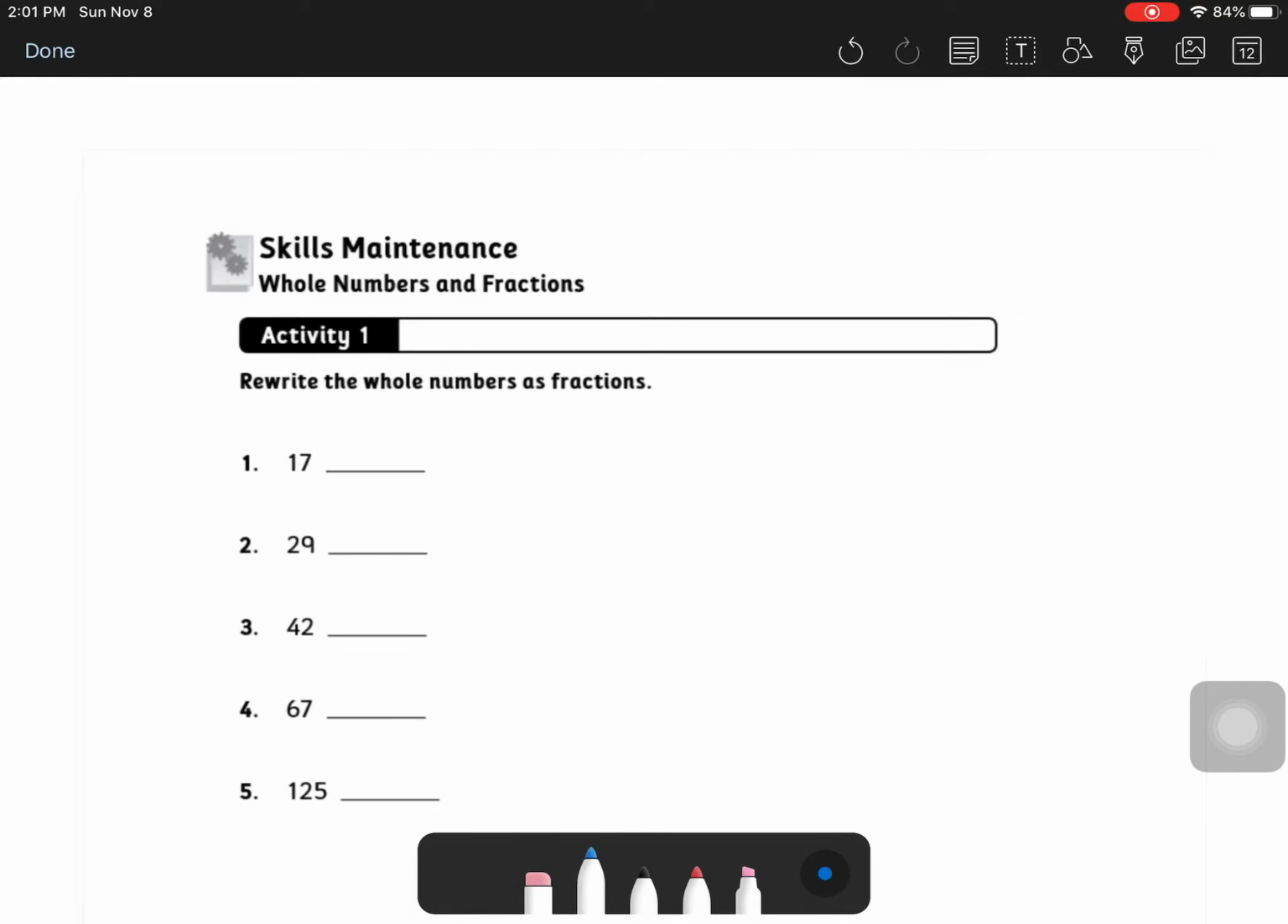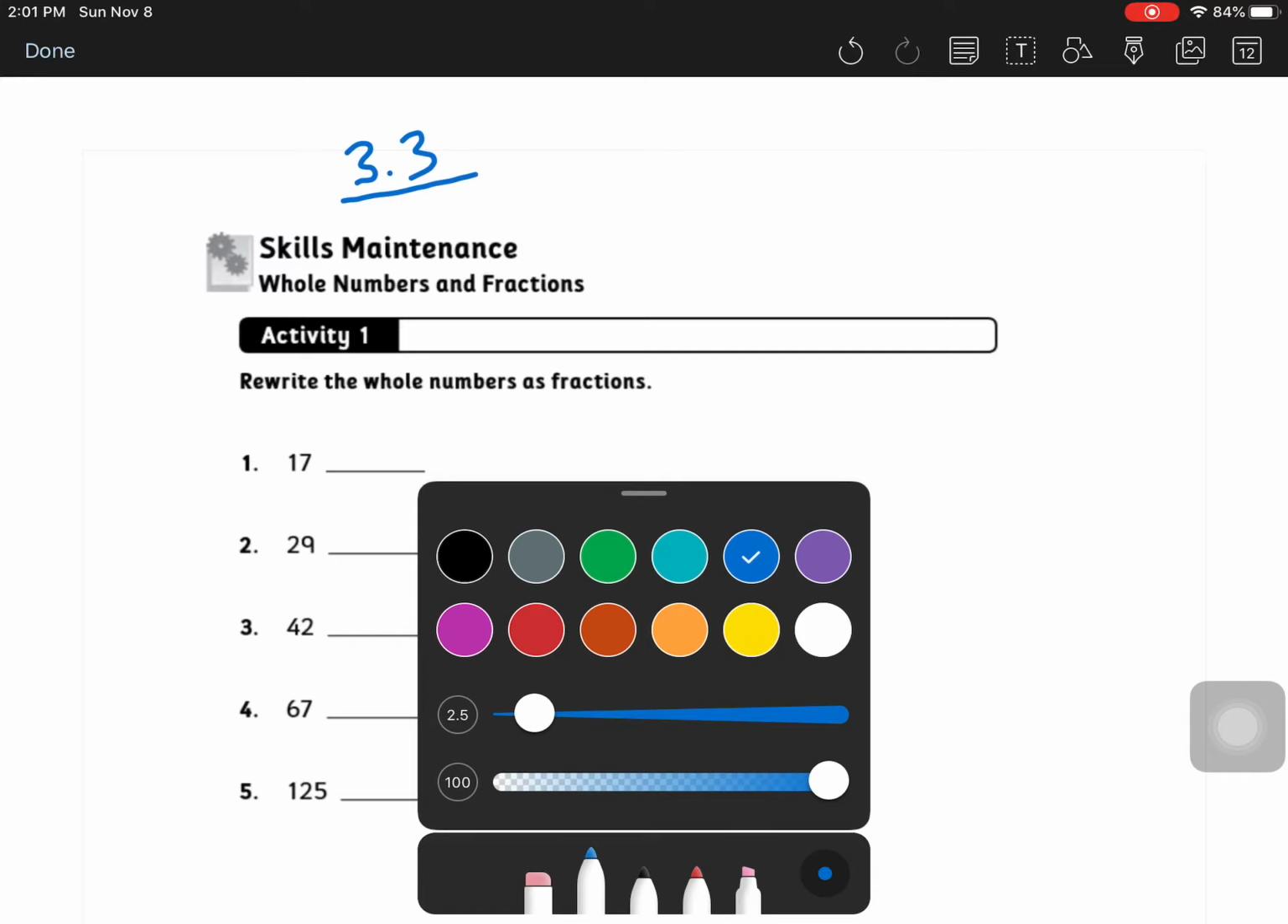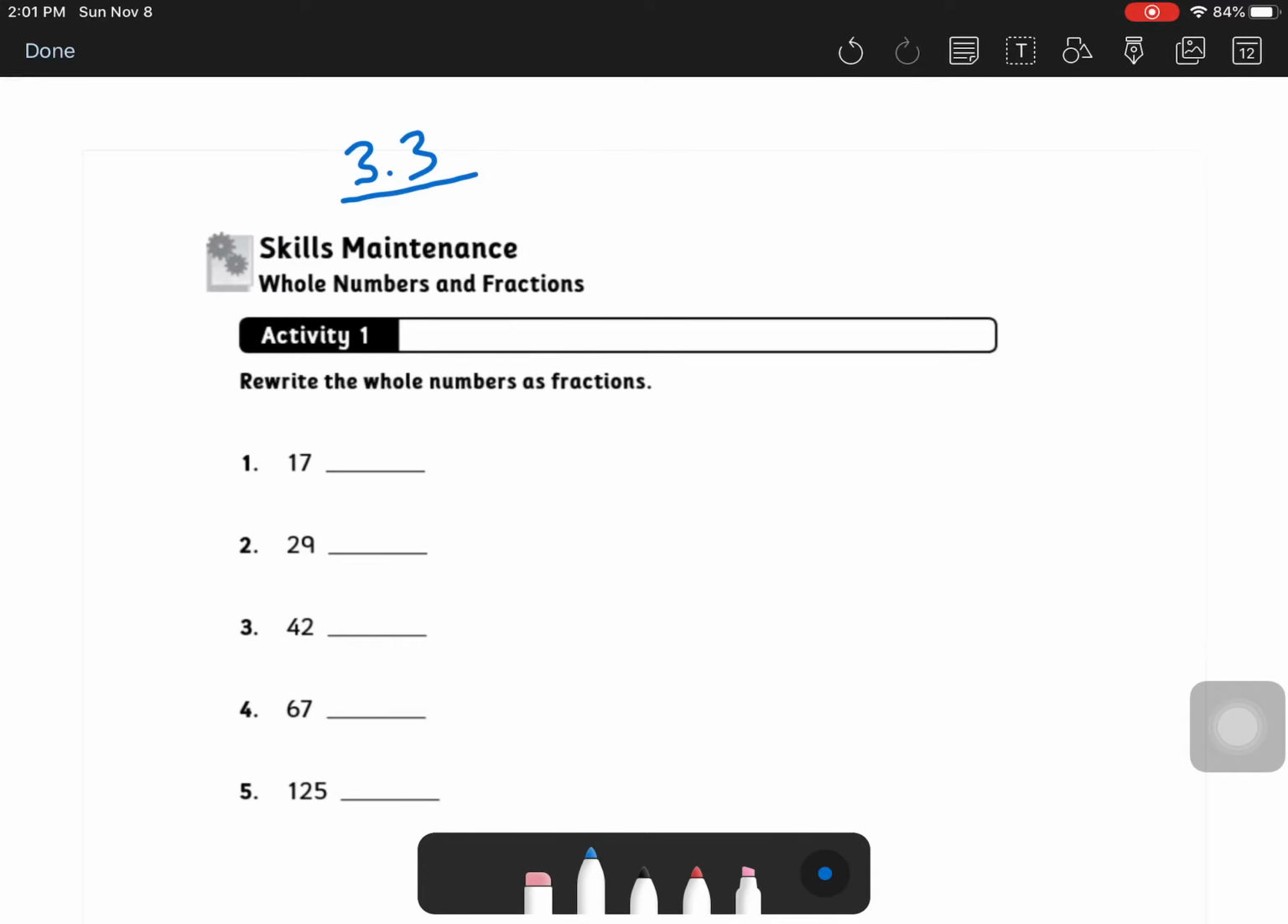Hey, Transmath class, we're going to take a look at the notes for section 3.3. We're going to continue on with multiplying fractions. They're going to give a different visual interpretation of multiplying fractions that we'll take a little look at, but I'll also show you the traditional way to multiply fractions.